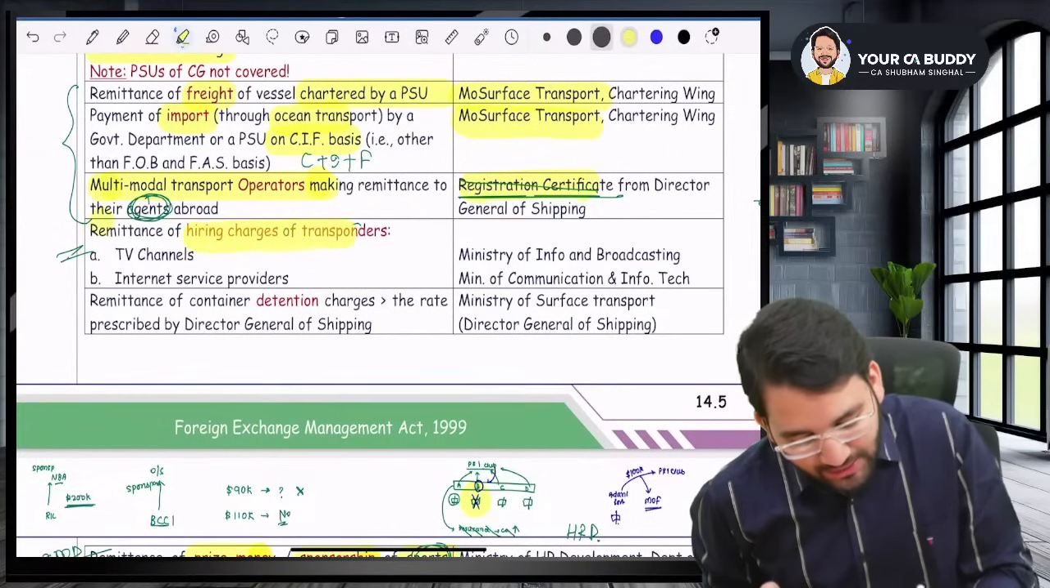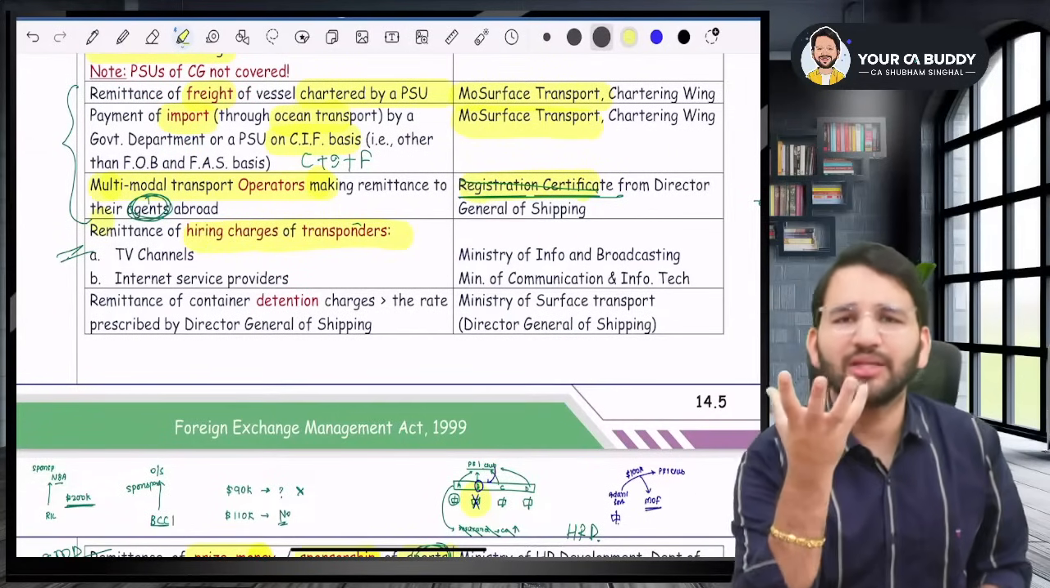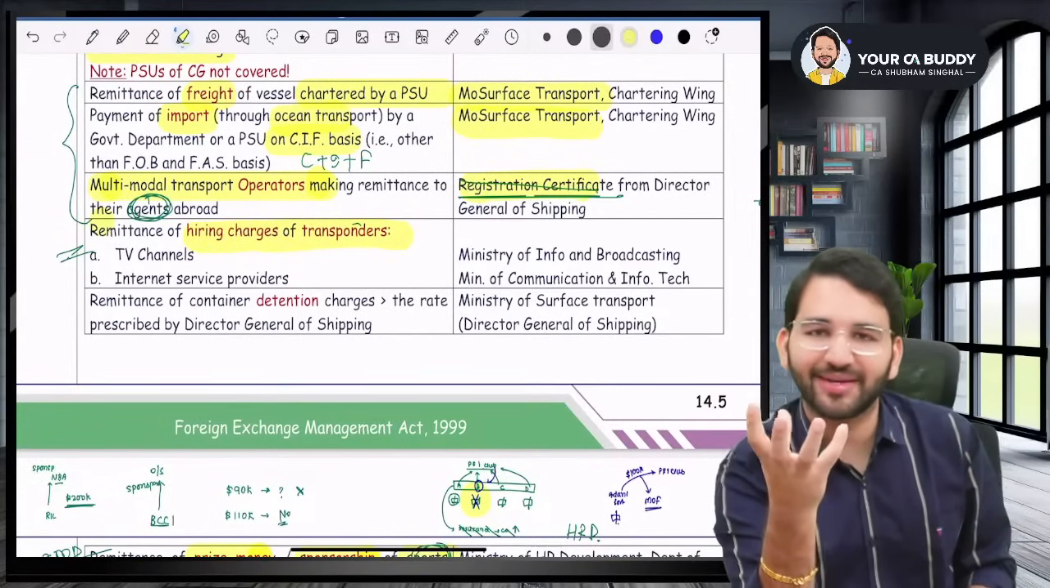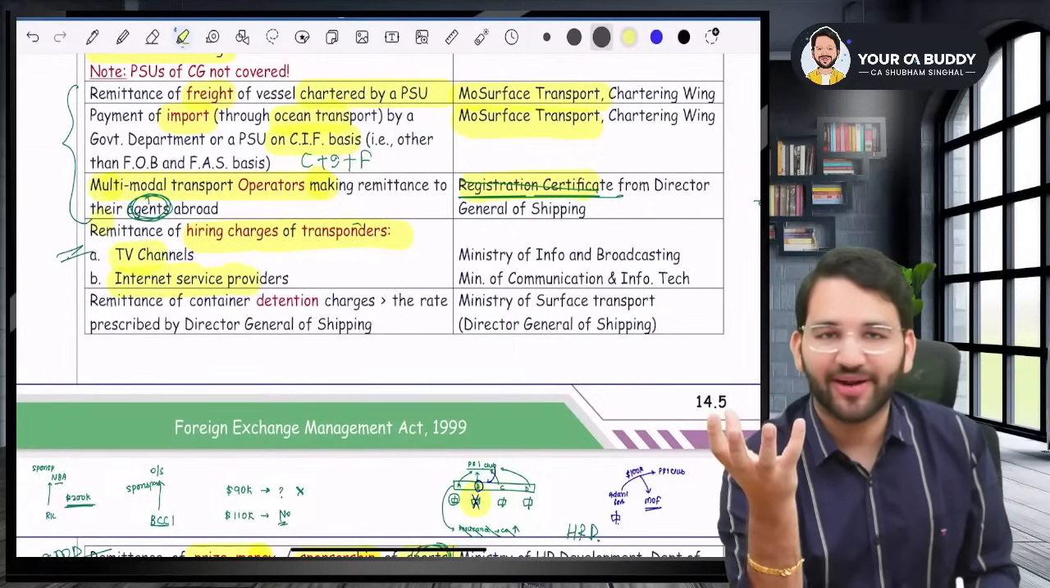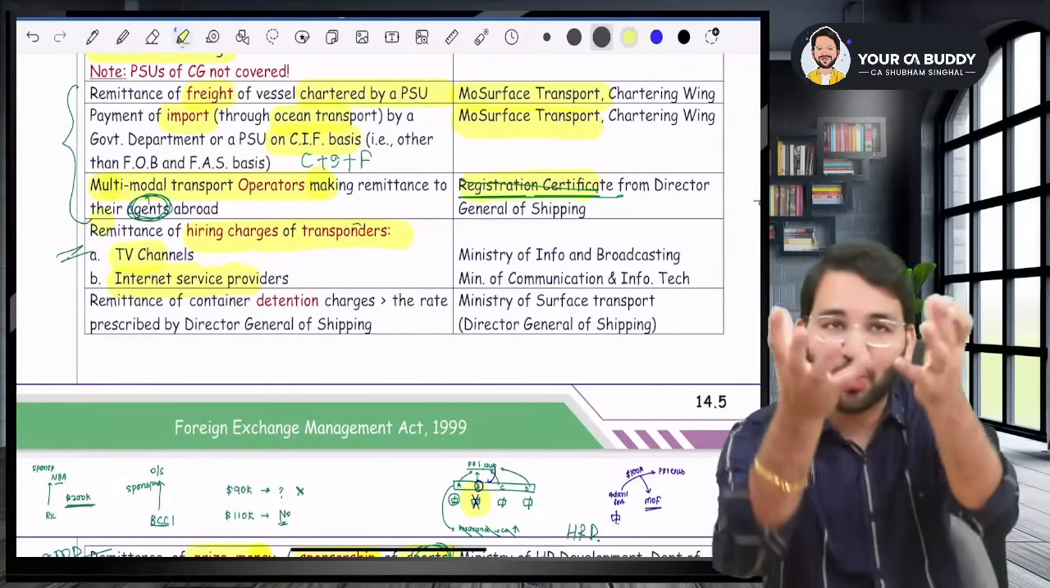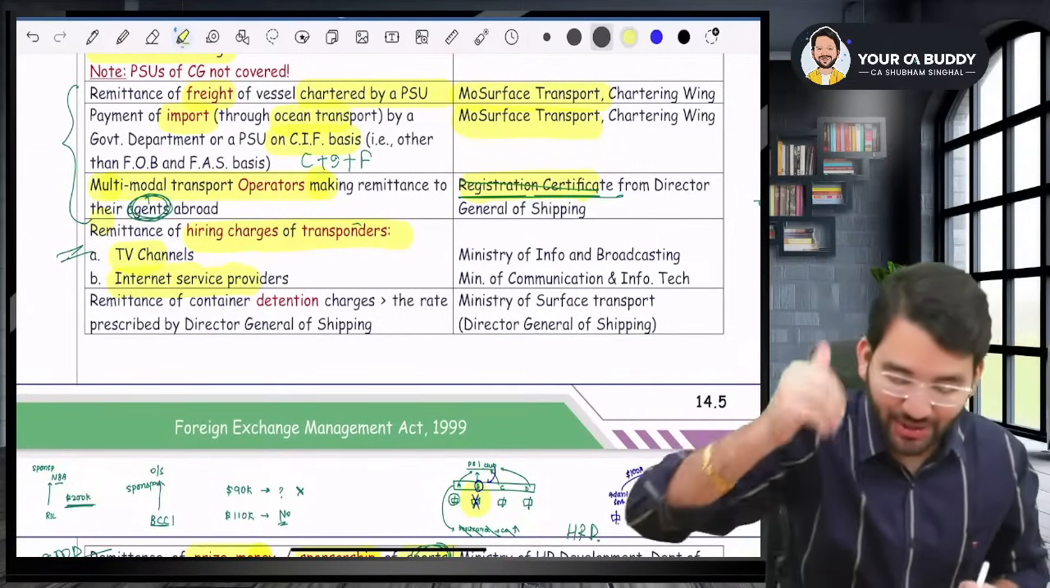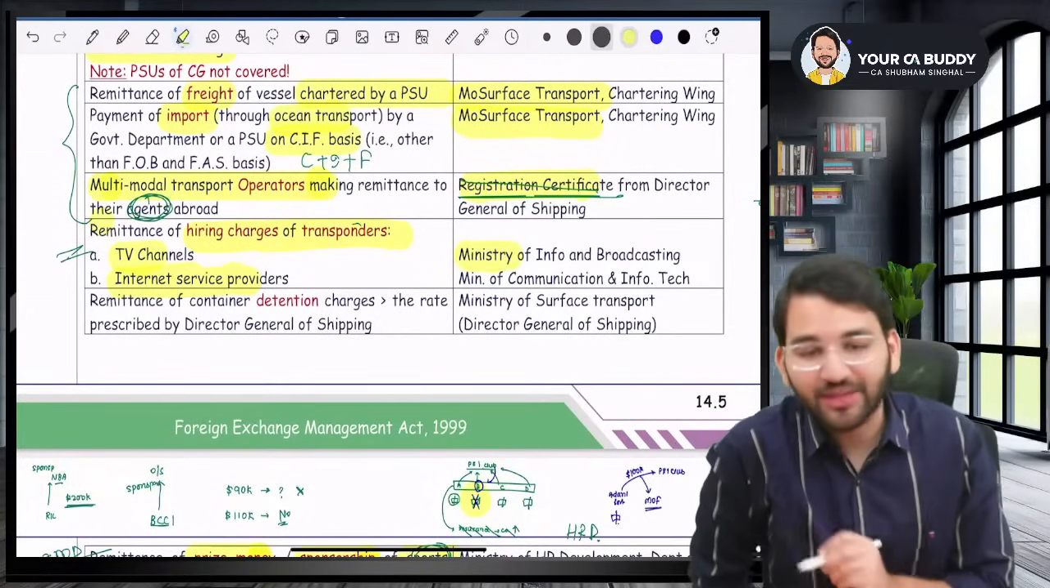Remittance of hiring charges of transponder. So transponder is a device that you take either for TV channels or for internet service providing. Earlier, you used to take a transponder. So when you are paying the hiring charges, you will have to take approval of the respective ministry.